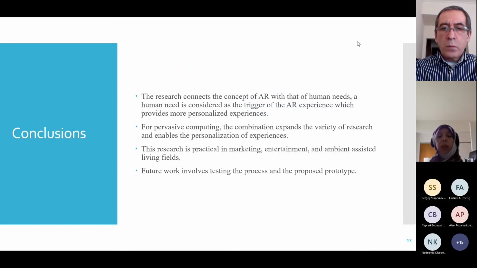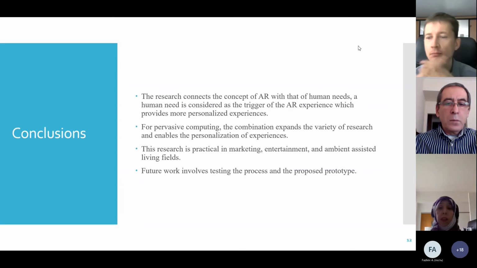So in conclusion, we can say that this research connects the concept of augmented reality with that of human needs. A human need is considered a trigger for the AR experiences, which provides more personalized experiences. And then for pervasive computing, the combination expands the variety of research and enables personalization of experiences. We can find that this research is practical in marketing, entertainment, and ambient assisted living.